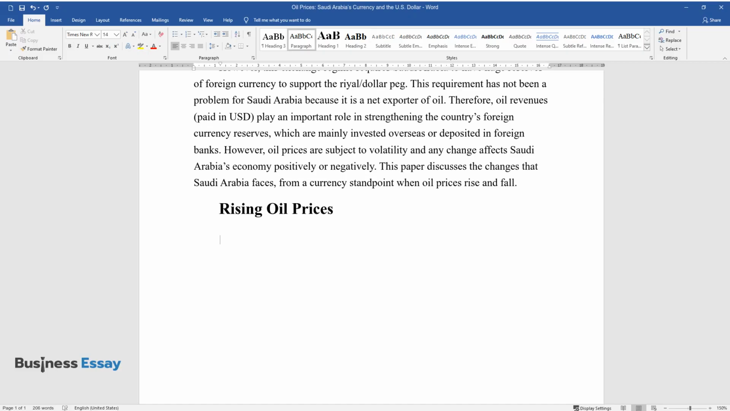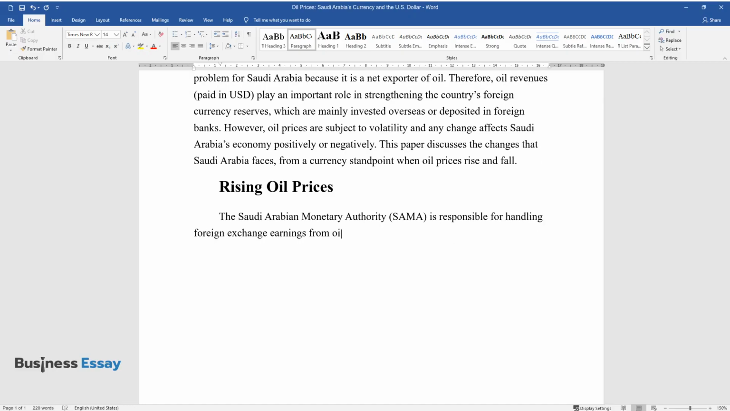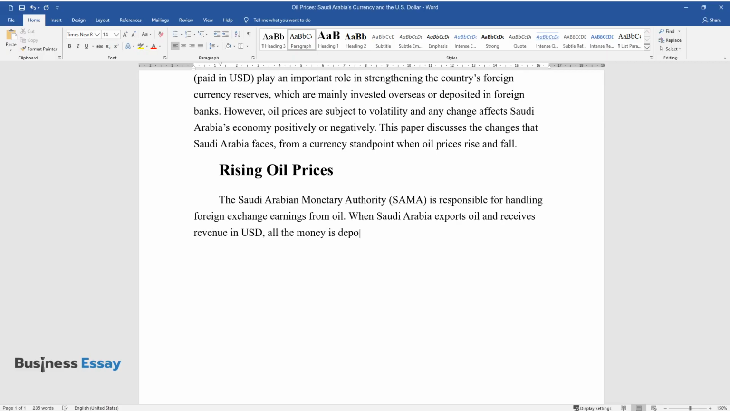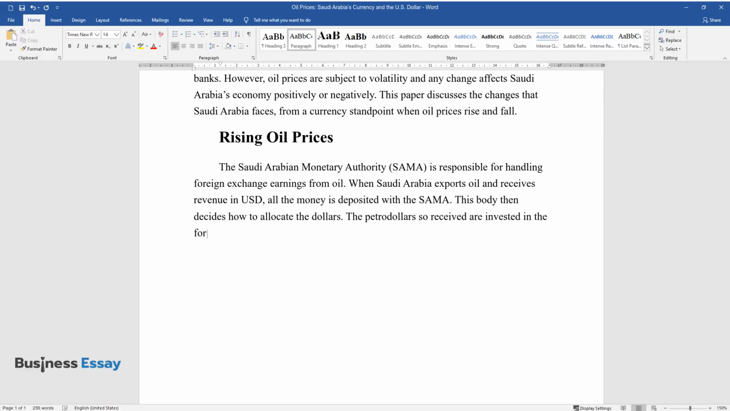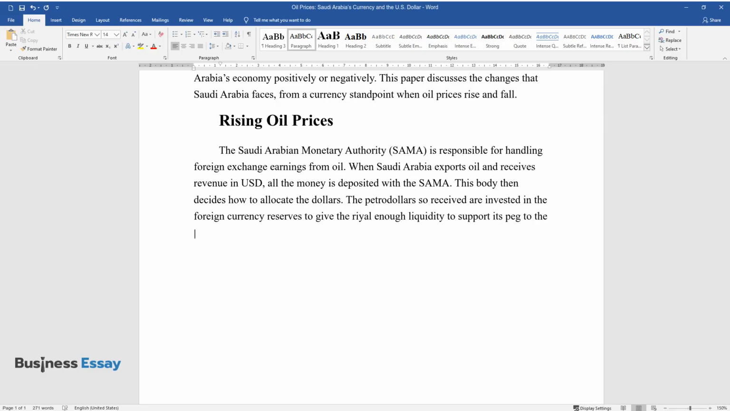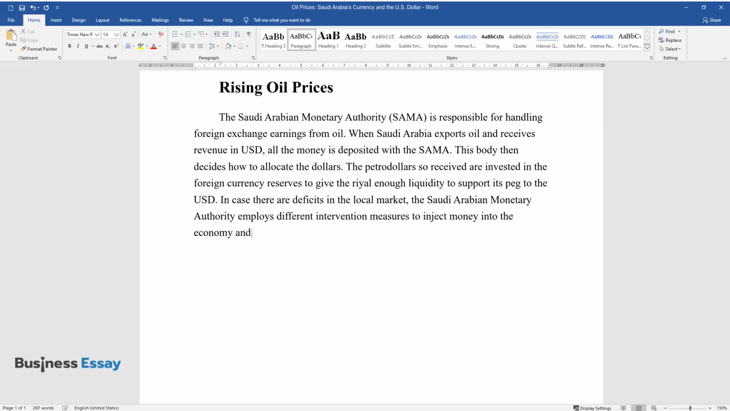Rising oil prices. The Saudi Arabian Monetary Authority, SAMA, is responsible for handling foreign exchange earnings from oil. When Saudi Arabia exports oil and receives revenue in USD, all the money is deposited with the SAMA. This body then decides how to allocate the dollars. The petrodollars so received are invested in the foreign currency reserves to give the riyal enough liquidity to support its peg to the USD. In case there are deficits in the local market, the Saudi Arabian Monetary Authority employs different intervention measures to inject money into the economy and cover the deficits.